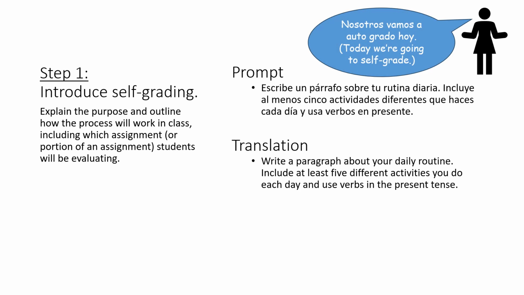First, introduce self-grading by explaining the purpose and outlining how the process will work in class, including which assignment or portion of an assignment students will be evaluating. We'll use this example from a Spanish class to show how it might work. Here, the teacher reminds students of the prompt from the assignment that they're going to be self-evaluating. In this case, it's a writing assignment asking students to write about their daily routine, including 5 different activities and using verbs in the present tense.